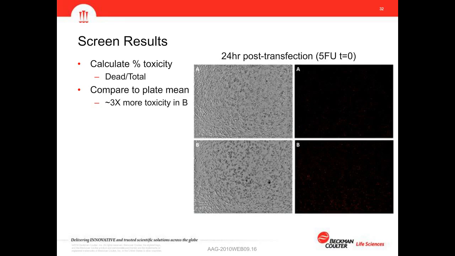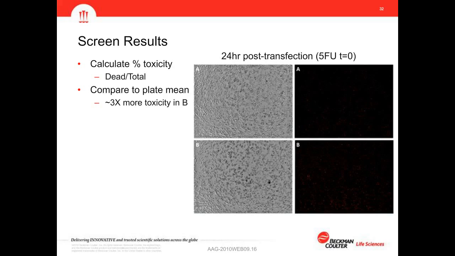So the effects here should only be due to microRNA transfection. Shown in row A at the top is one of the wells that achieved the plate mean, so basically the average response I saw on that plate overall. Shown on the left is the bright field image that allowed us to count total cells. And on the right, although it may be a little tough to see, you hopefully can see some red dots that correspond to our DRAC7 staining.